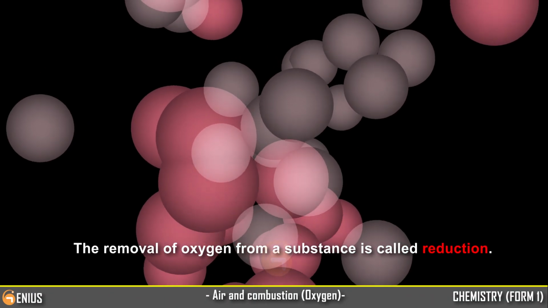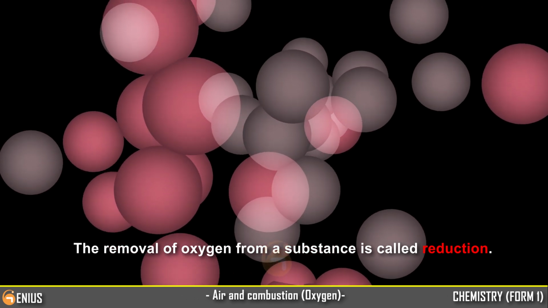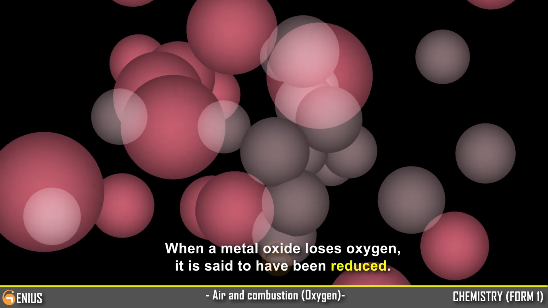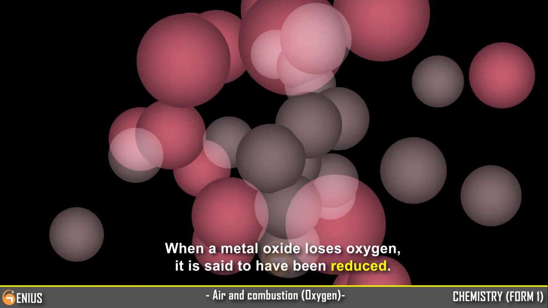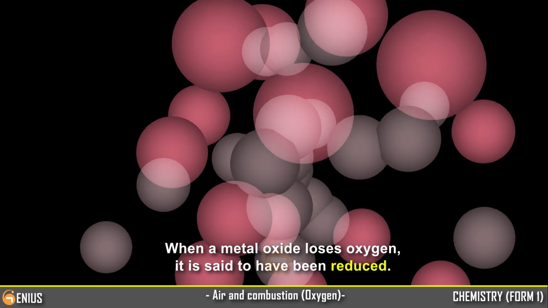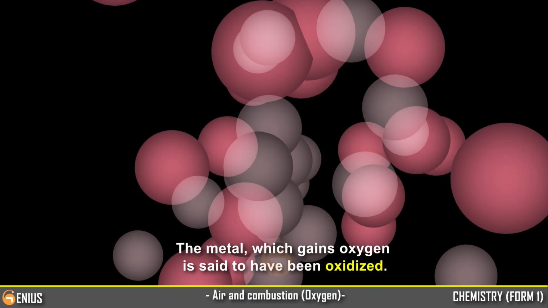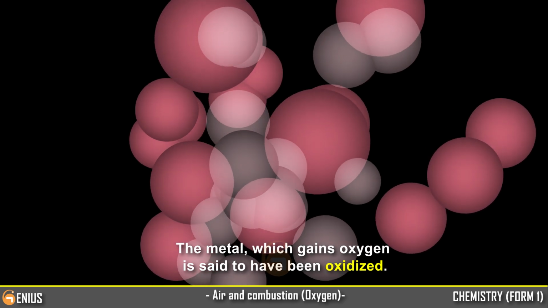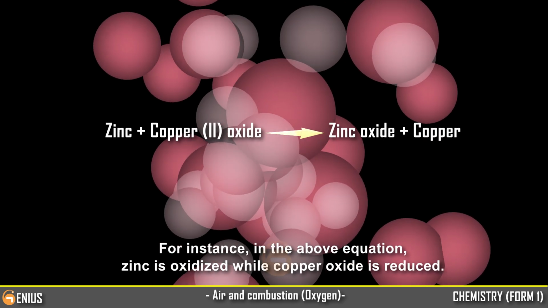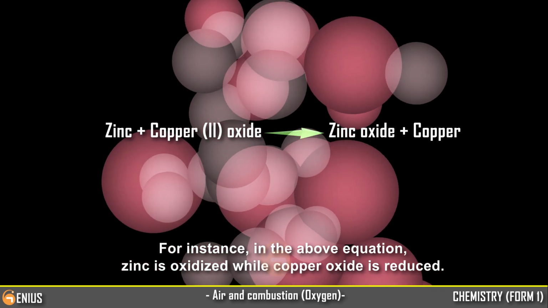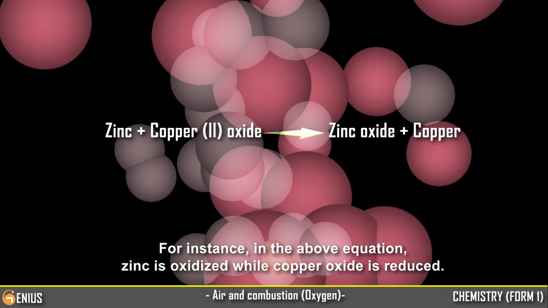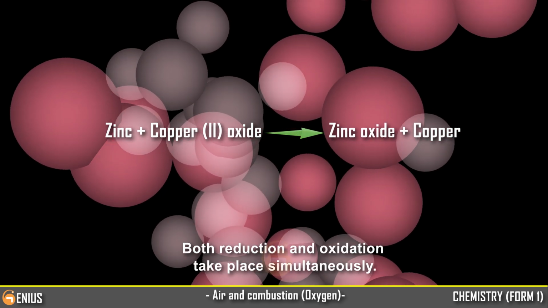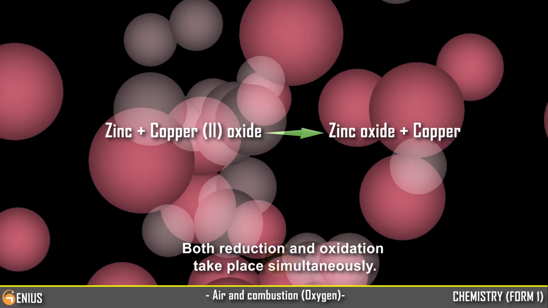The removal of oxygen from a substance is called reduction. When a metal oxide loses oxygen, it is said to have been reduced. The metal, which gains oxygen, is said to have been oxidized. For instance, in the above equation, zinc is oxidized while copper oxide is reduced. Both reduction and oxidation take place simultaneously.